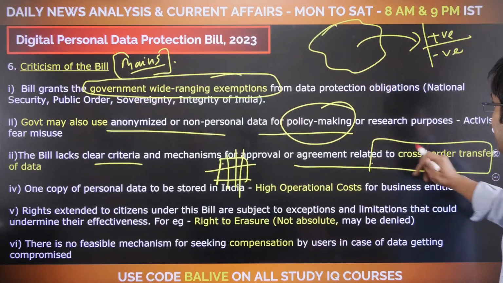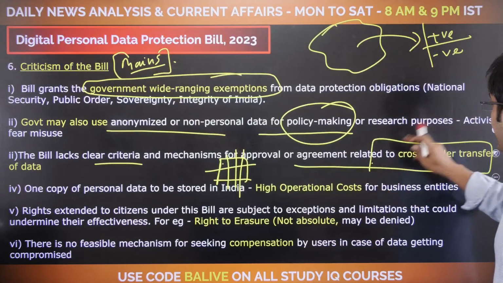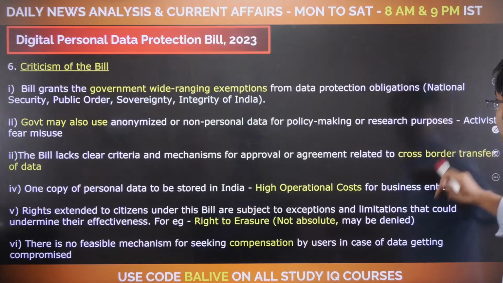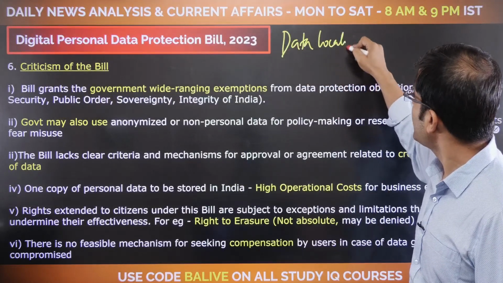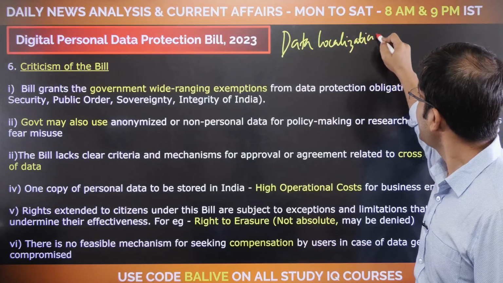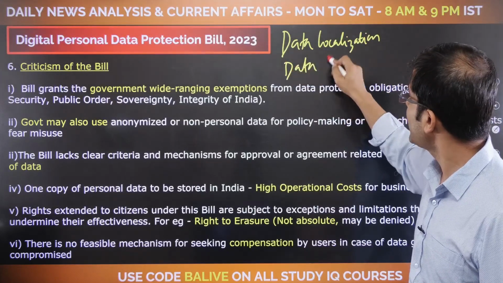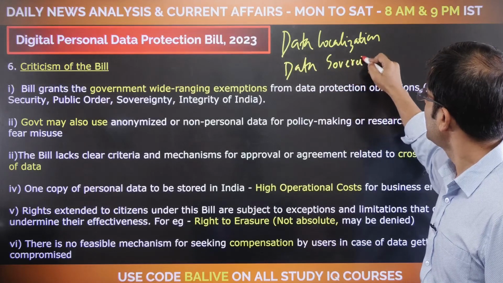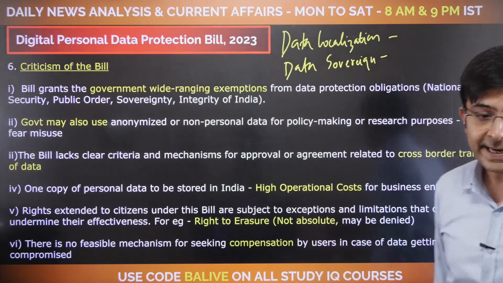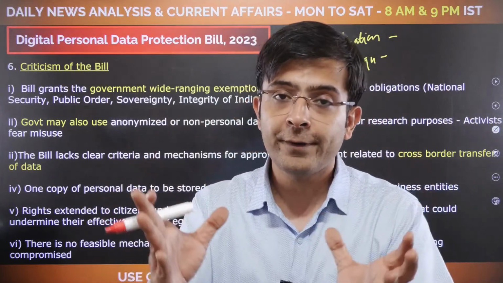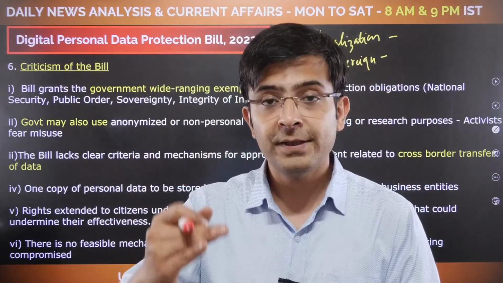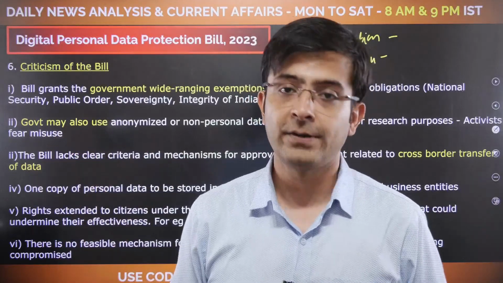Let's look at data localization now, so that you understand this better. What is the cross-border transfer? So look at this first. The principle of data localization and data sovereignty. Let's have a brief look at it in 2 minutes. All right. What does data localization mean? It means the physical location of your data has to be within the territorial boundaries of the country.